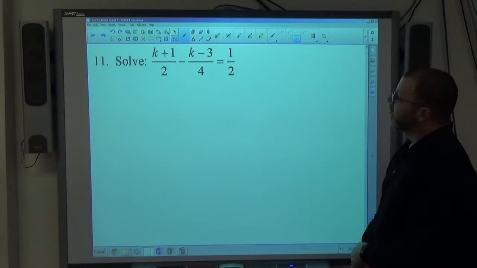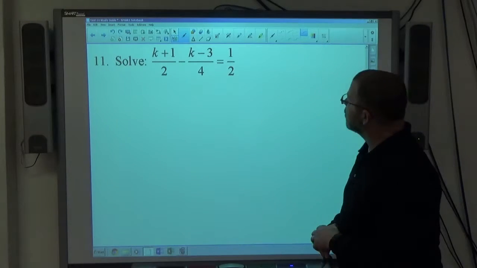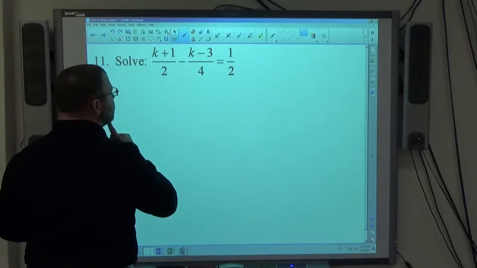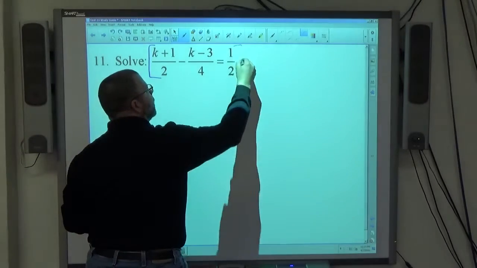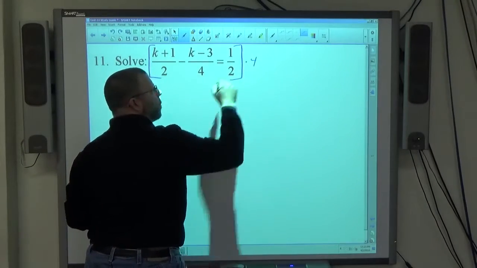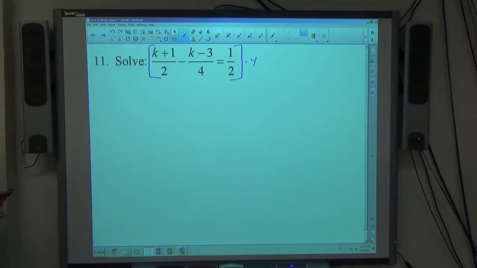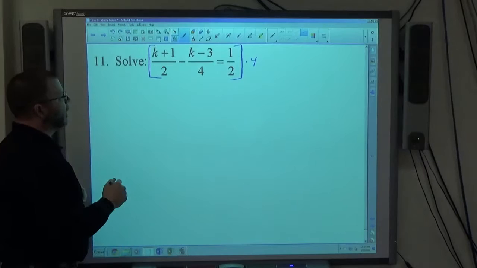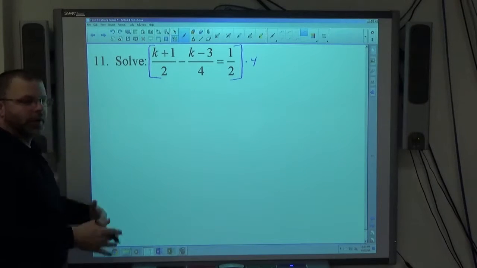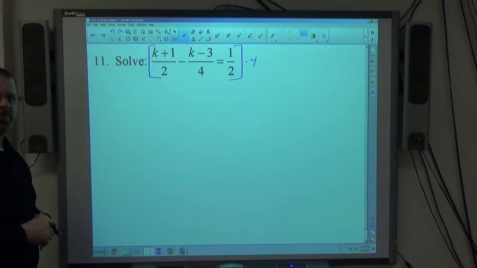Number 11, solving a rational equation. We've had fractions in this equation. First thing I'm going to do is multiply the entire equation times the least common denominator of 4. Now be careful, since there are binomial numerators. I'm going to show you here what I'd expect to do at this point. As you get more comfortable with these, there's some corners you can cut.